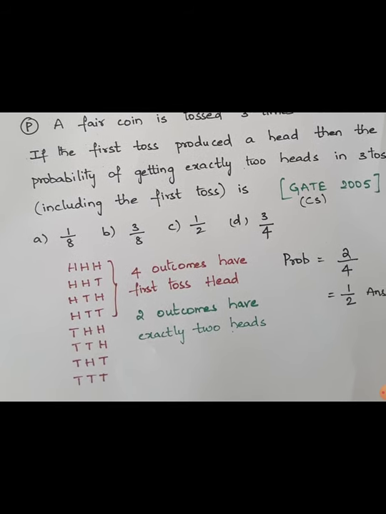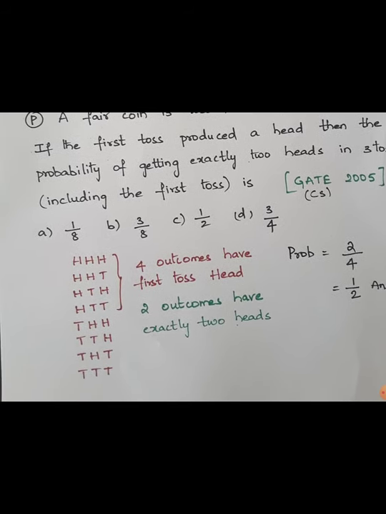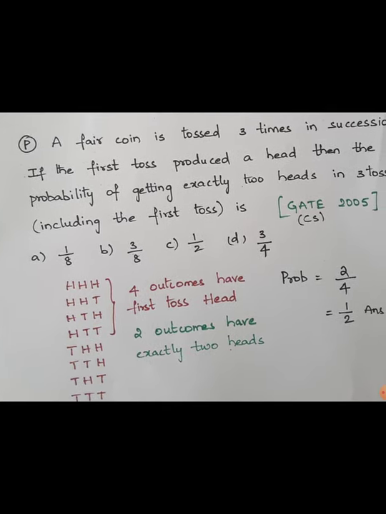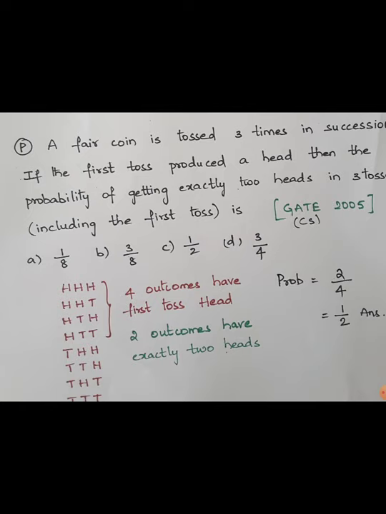Now 3 times you are tossing a coin. So what are the maximum outcomes? HHH, HHT, HTH, HTT, THH, TTH, THT, TTT. So this is your total number of possible outcomes. Out of this, here already the first one is fixed. If the first toss produced a head, then my sample space will be reduced to the first 4 outcomes.